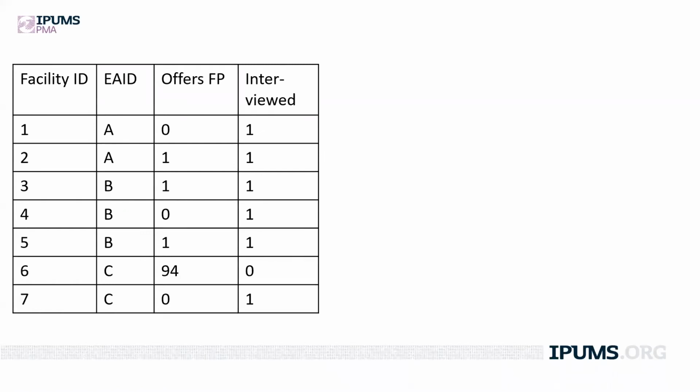You'll notice that all of the facilities except for facility 6 were interviewed. In order to indicate to our users, hey, we don't have any information about whether facility 6 offers family planning or not, we'll code it as a 90 for just saying it's missing because they weren't interviewed. But we still want to know that there are 2 facilities that are located in C.